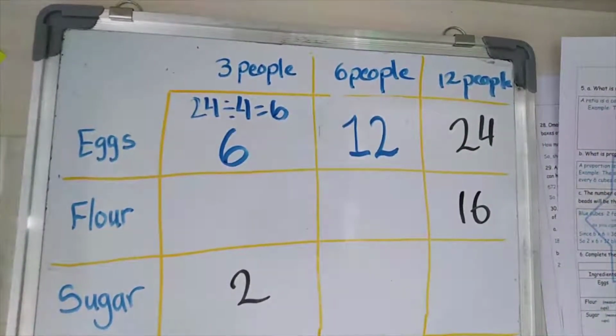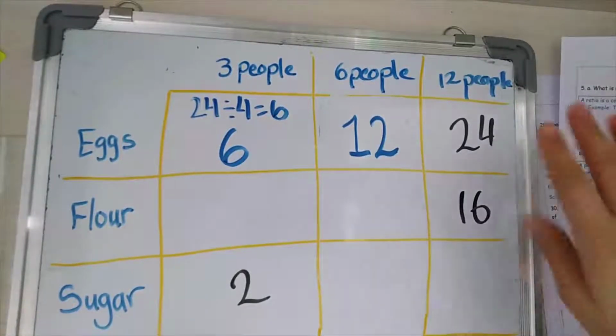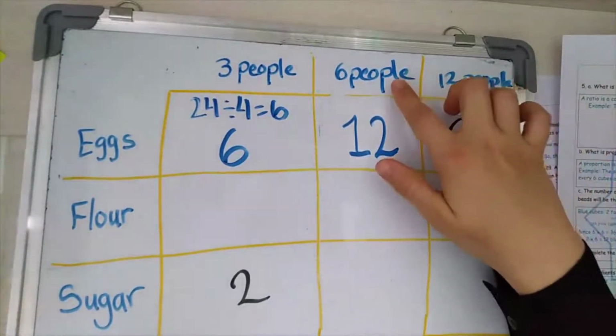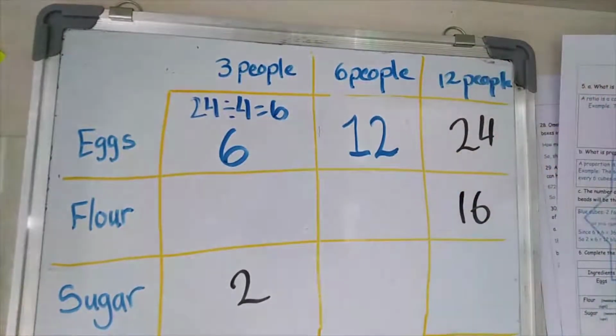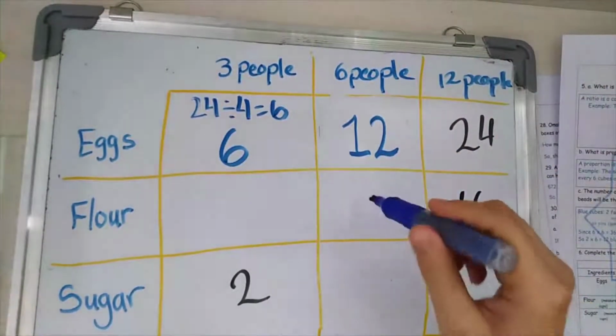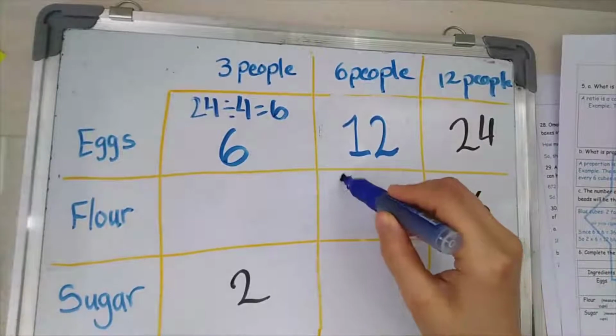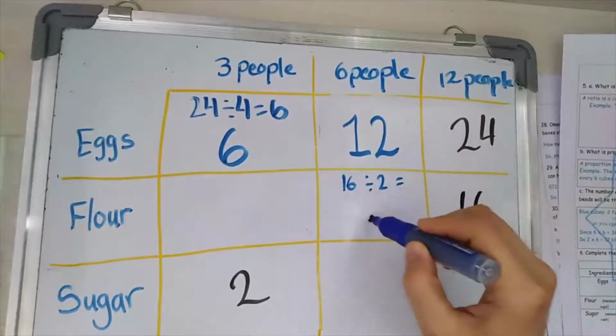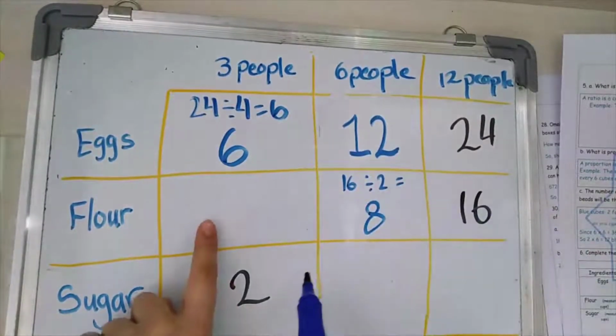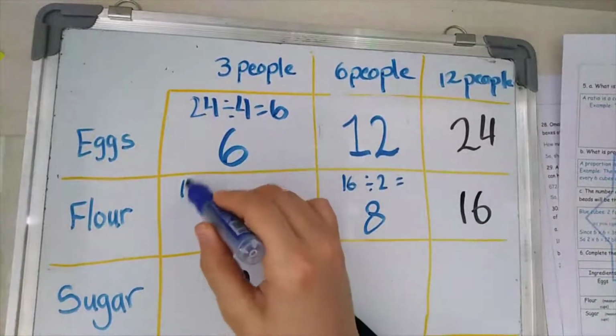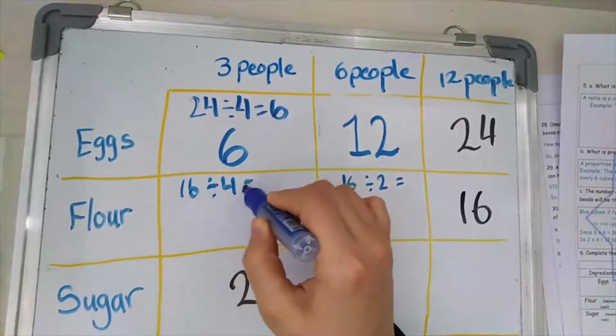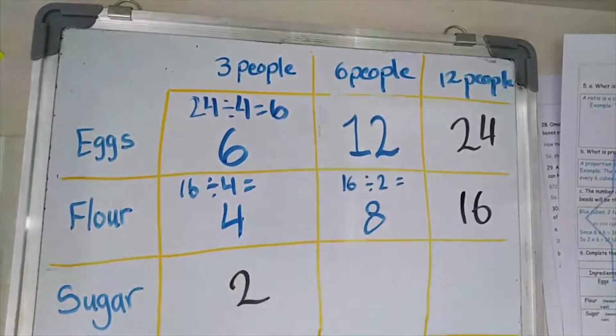Okay? Now for the number of cups of flour, take a look at that. Again, we've got 12 people made into 6, that is dividing by 2. So 16 divided by 2 is 8. And also divide by 4. So 16 divided by 4 is 4.